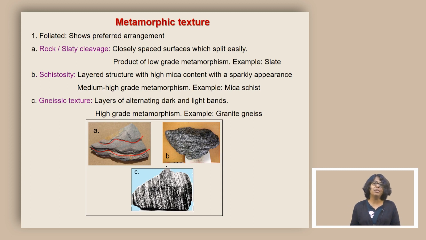The second one is called schistosity, and schistosity is basically a layered structure of high mica content, and that will have a sparkly appearance. It shows a slightly higher grade, medium to high grade metamorphism, and they are going to give you this sparkling appearance, and these are called schistosity. The third one is a gneissic texture. These are layers of alternating dark and light bands. These are generally a product of high grade metamorphism, and here is an example where you can see the dark bands alternating with light bands, dark bands again.